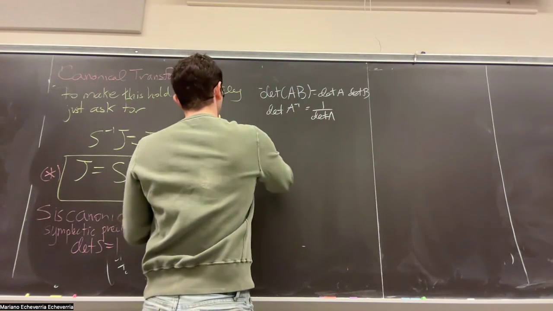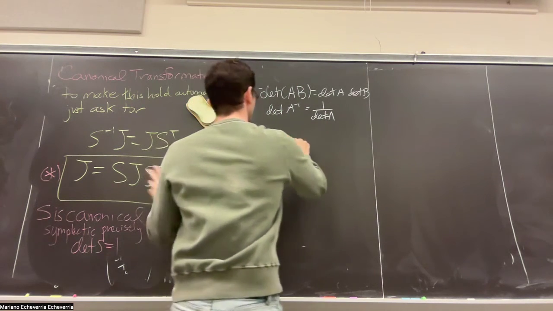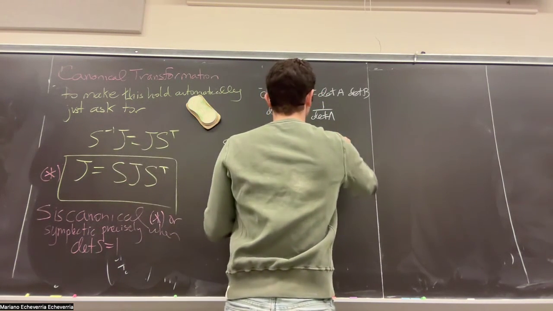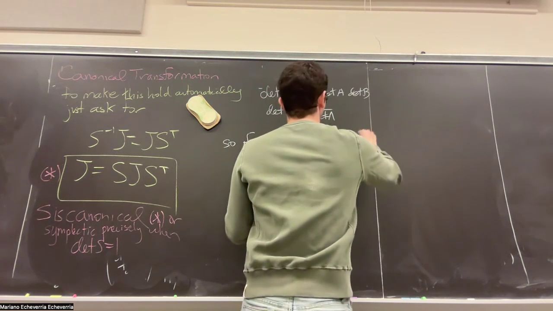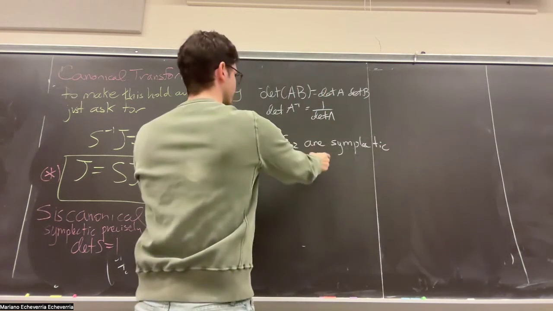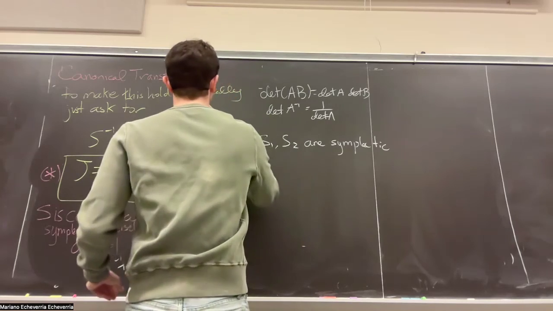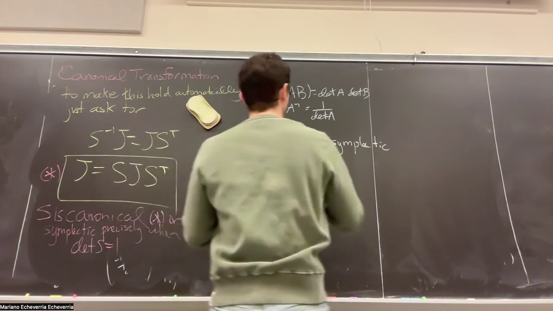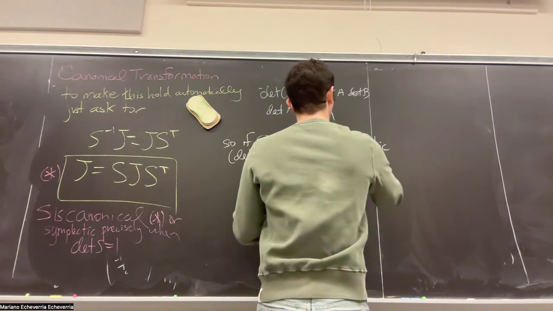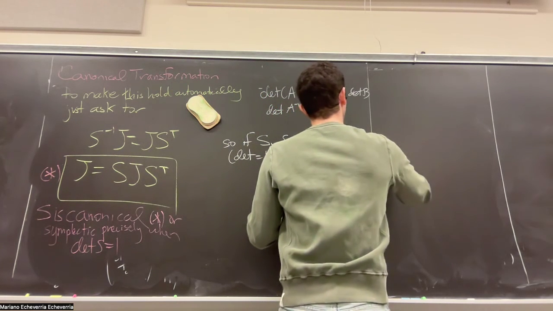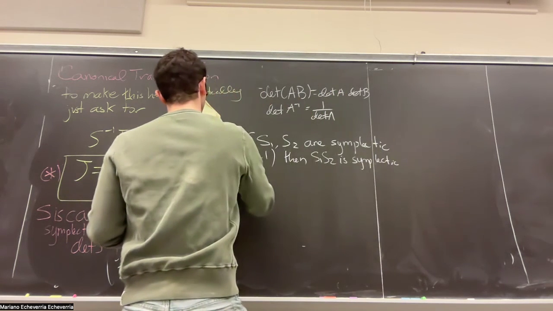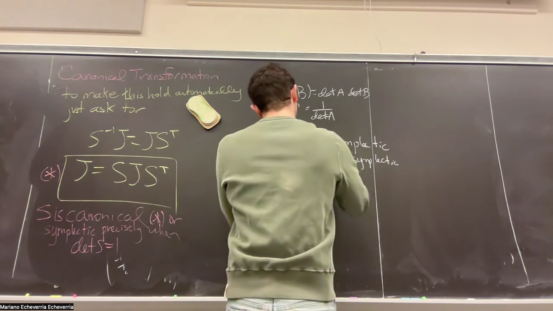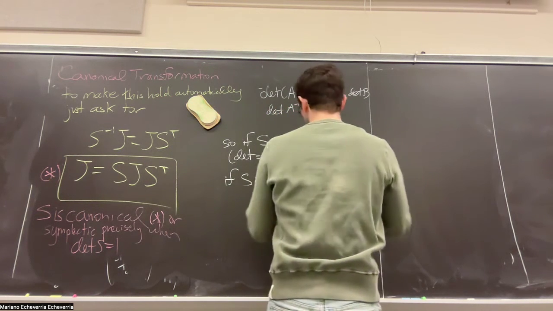So if S1, S2, or I will just keep calling them symplectic because of the name I will use, because now I'm getting to the more math part. What this is saying is that if S1, S2 are symplectic, which again in this case just means that the determinant is 1, then S1 times S2 is symplectic. And if S is symplectic, then the inverse is symplectic.